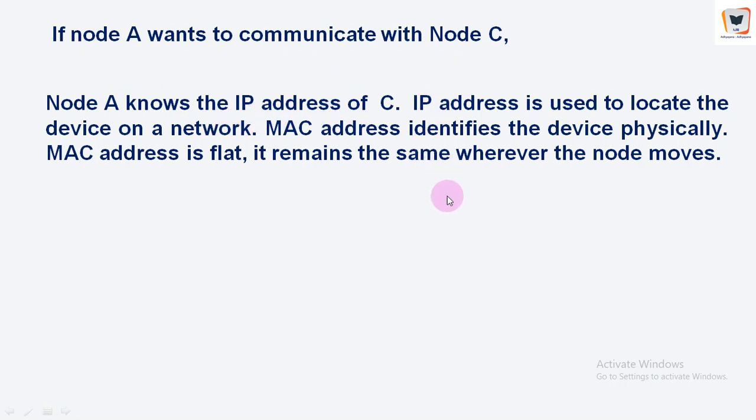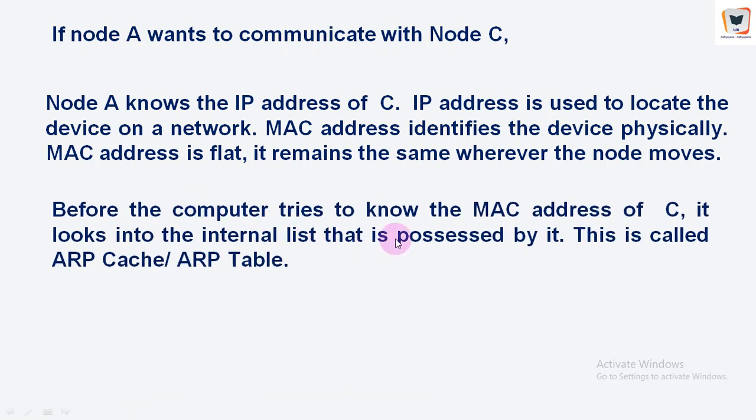of C. The IP address is used to locate the device on a network because the IP address represents a geographical address of a node in a network, and it is subject to change. As the node moves, the IP address will also change. While the MAC address identifies the device physically, the MAC address is called flat because it remains the same whenever the node moves to any location, because it represents the physical presence. Literally, it represents the physical presence of a node.